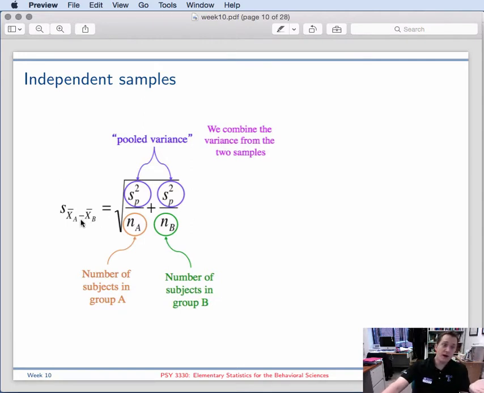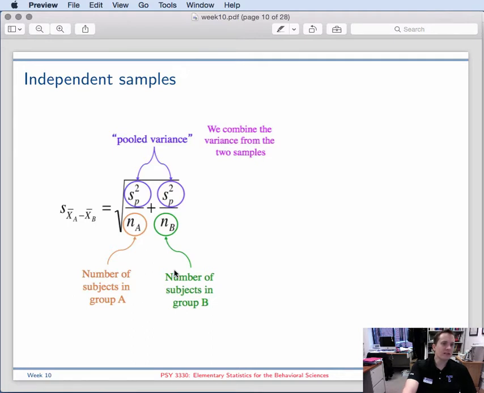So what we do to find the standard error is we simply take the square root of the pooled variance over the first sample size plus the pooled variance over the second sample size. And we'll see an example of this as well as in the practice lecture later. So the question now is, we know what all this stuff is except for this pooled variance. So how does one find pooled variance?